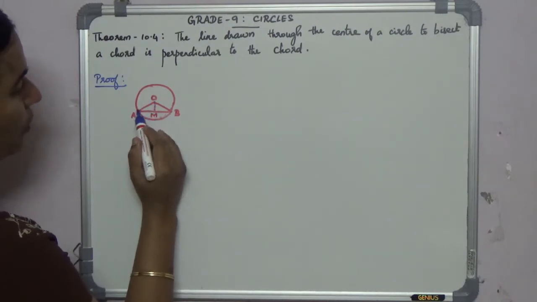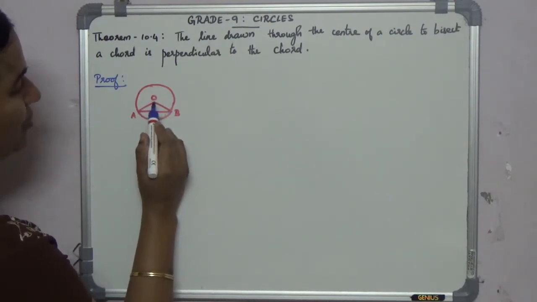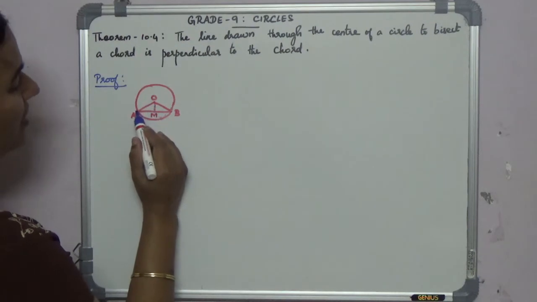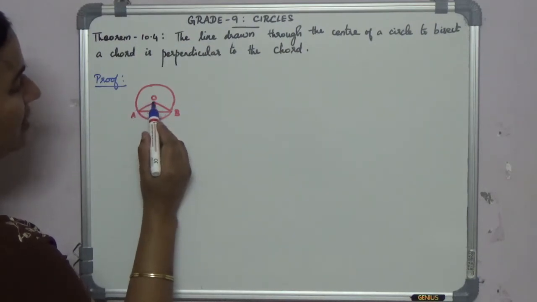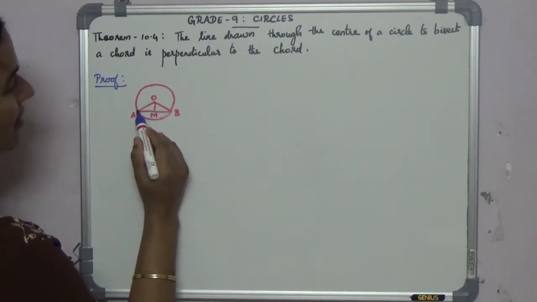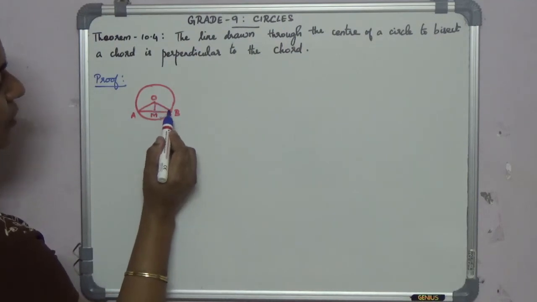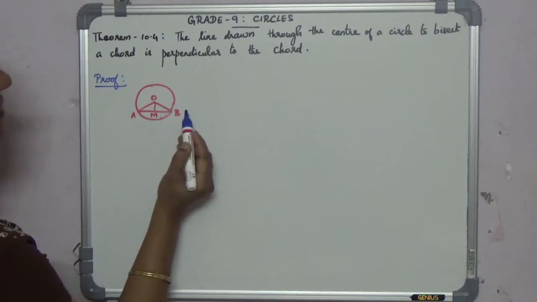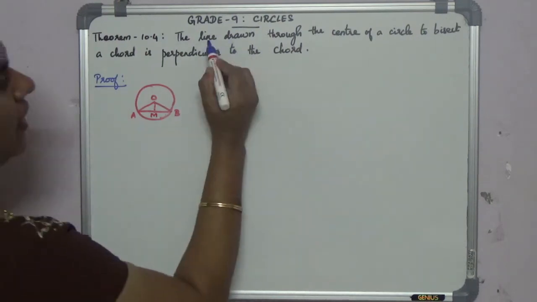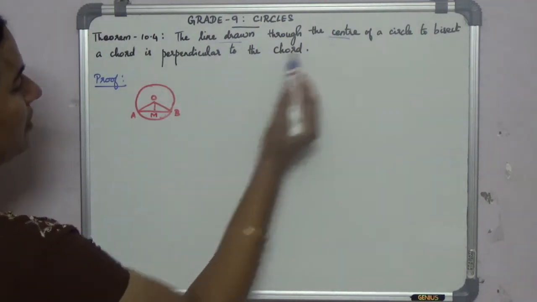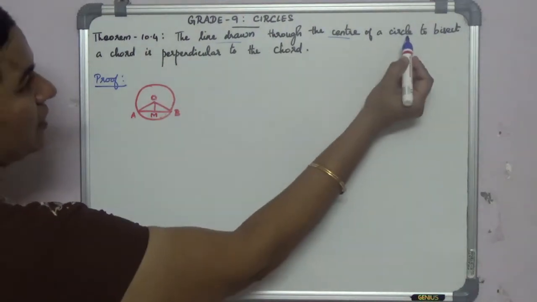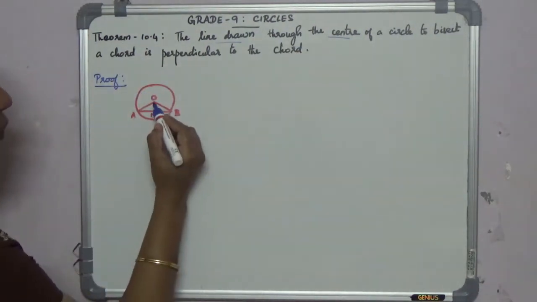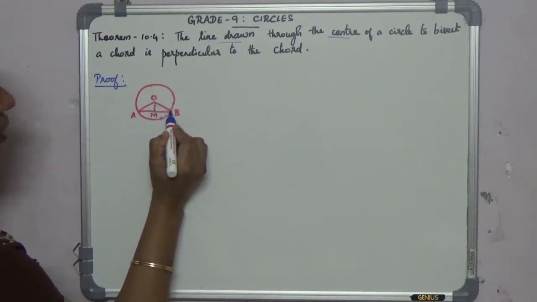Here join OA and OB so that you will get a triangle. Now OA is the radius because it is the distance from the center of the circle to the circle, and OB is also called radius because it is the distance from the center of the circle to the circle. Now a line drawn through the center of the circle to bisect a chord. So OM is a line that is drawn to bisect the chord AB.